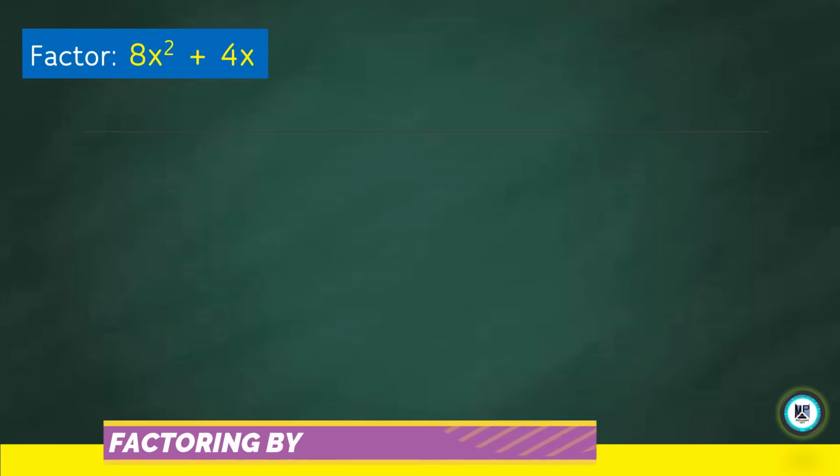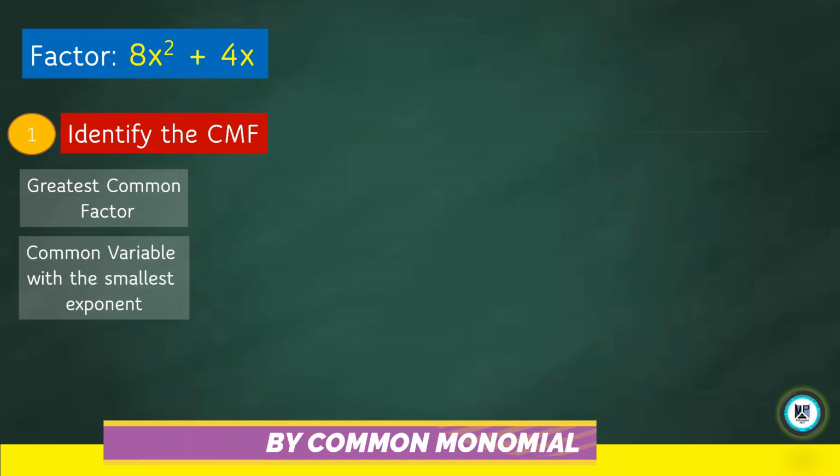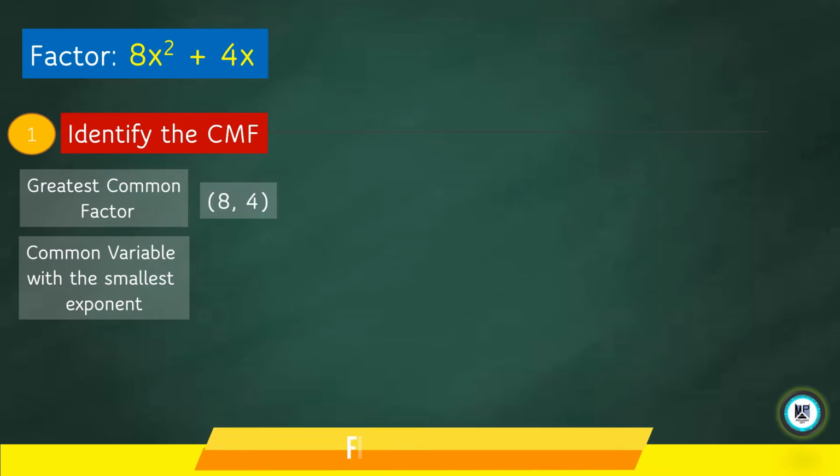For our first example, let us factor 8x squared plus 4x. Our initial step is to identify the common monomial factor. We can do this by getting the GCF of the numerical terms and the common variable with the smallest exponent. To solve for GCF, we look at the given, and we have 8 and 4. Therefore, our GCF is equal to 4.